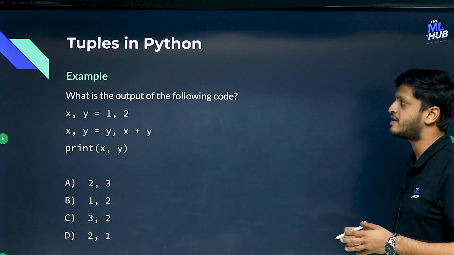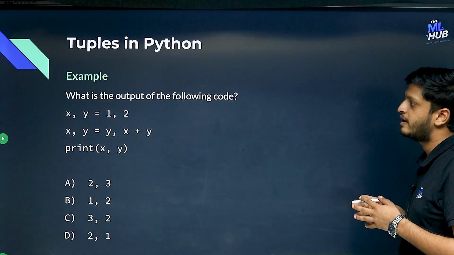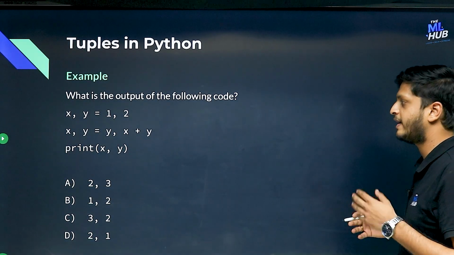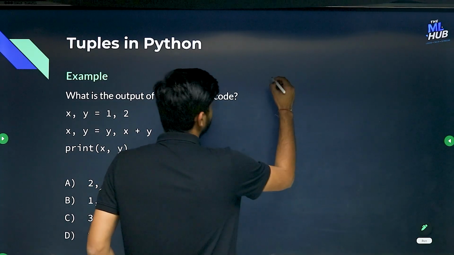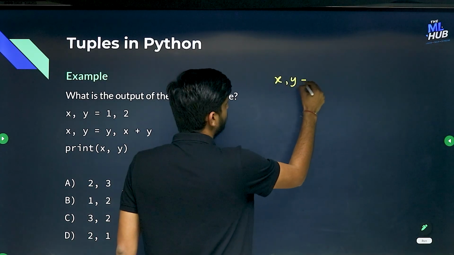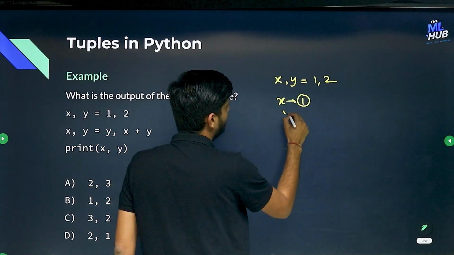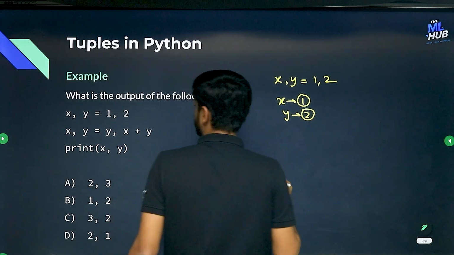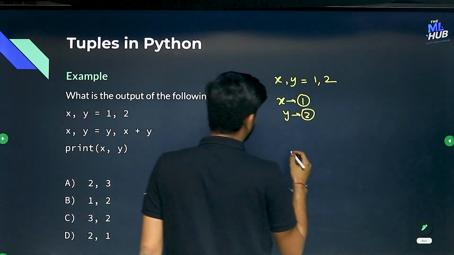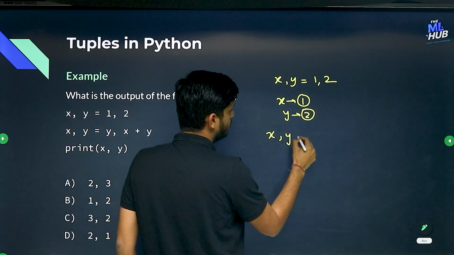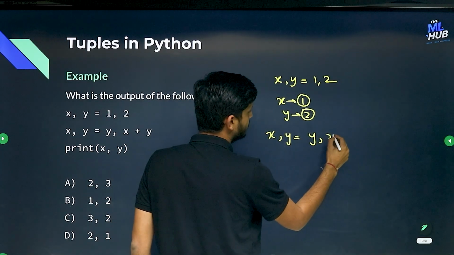Now let's look at the next question. What is the output of the following code? x, y = 1, 2. Again, tuple packing is happening. x, y = 1, 2, which means x will have the value 1, y will have the value 2. Now you are saying x, y = y, x + y.